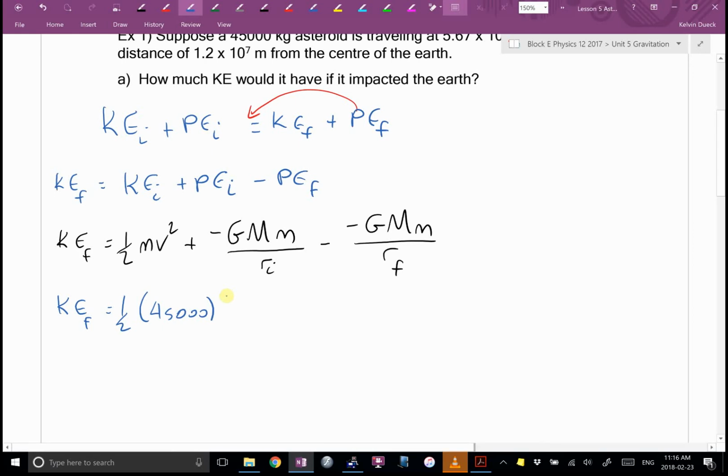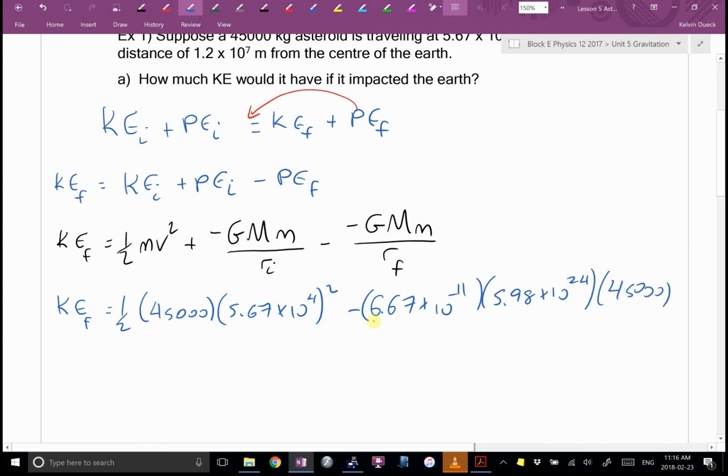What was the initial speed, Pierce? I've scrolled down. 5 squared. Take away 6.67 times 10 to the negative 11. 5.98 times 10 to the 24th. 45,000 divided by, what's our initial? Not the Earth, because we're not starting out on the Earth this time, Alec. We're ending up on the Earth.